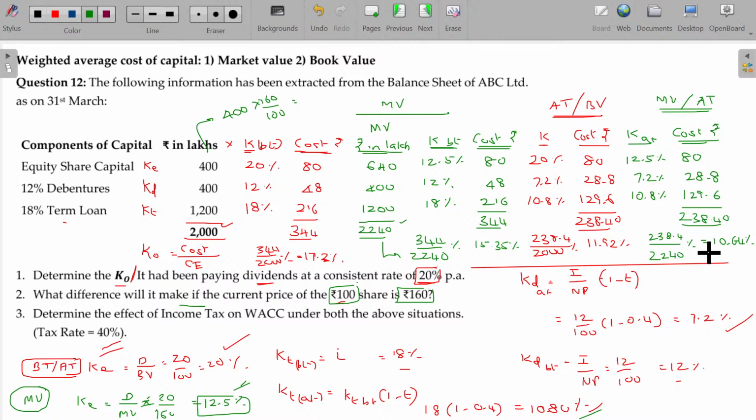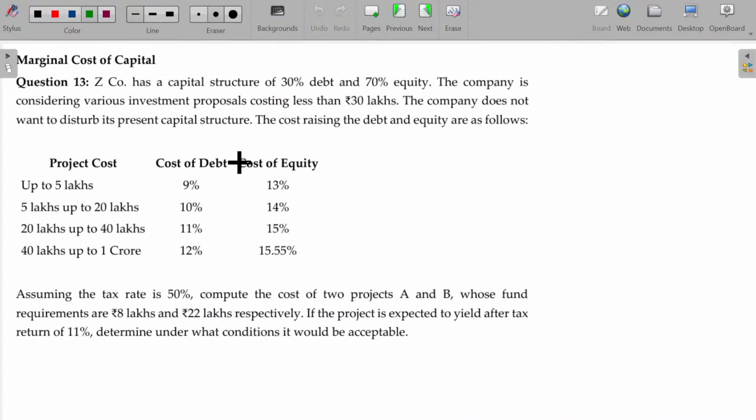Now, marginal cost of capital. So you have to be very careful in calculating this marginal cost of capital. Try to understand this one here.